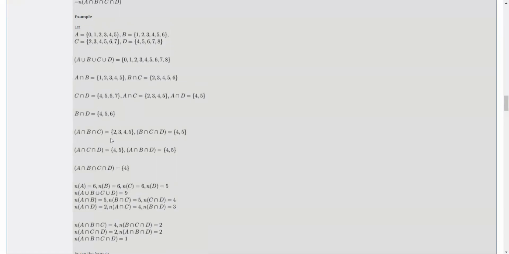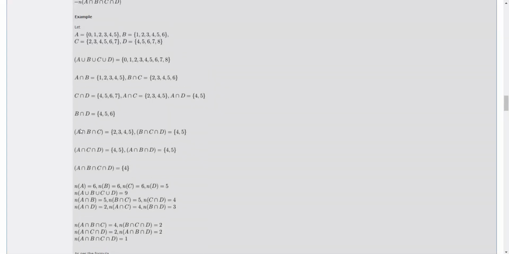Okay, that's now the number of elements. The number of elements of A is 6. The number of elements of B is also 6. The number of elements of C is also 6. The number of elements of D is 5. Now the number of elements of A union B union C union D. We don't have to go through all of this, but it's 1, 2, 3, 4, 5, 6, 7, 8, and 9.